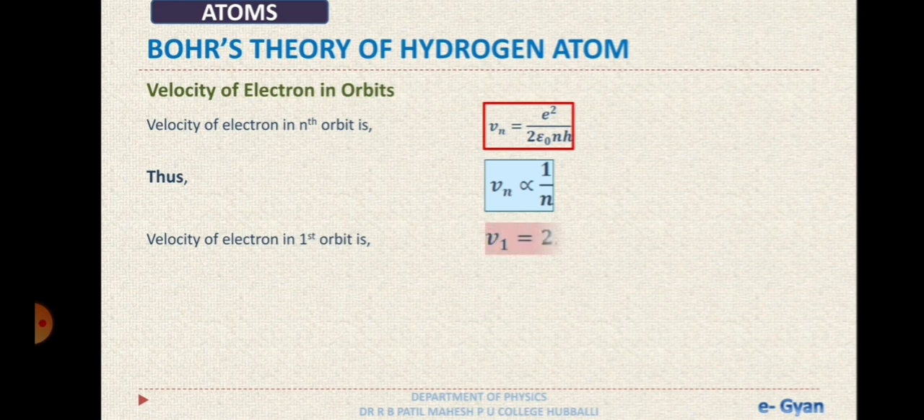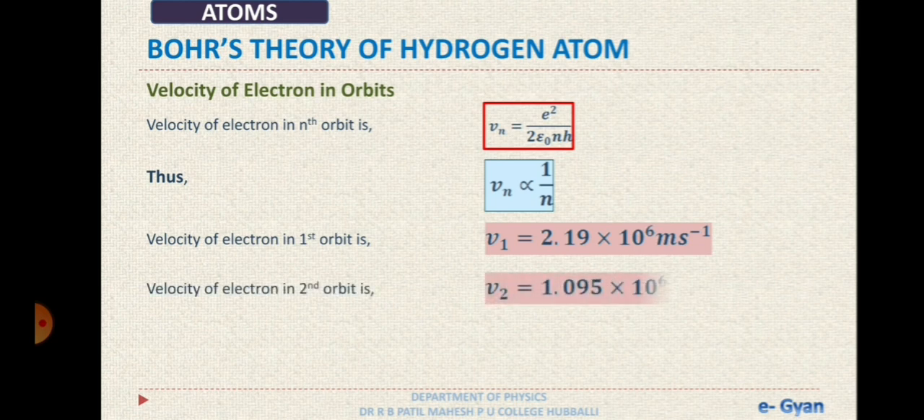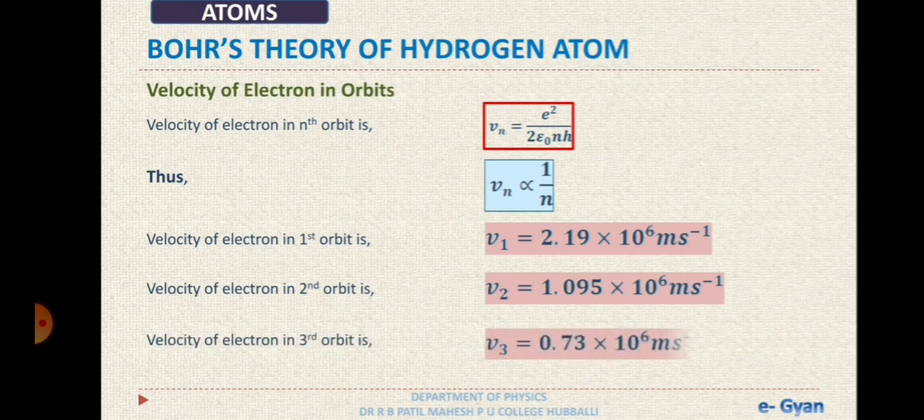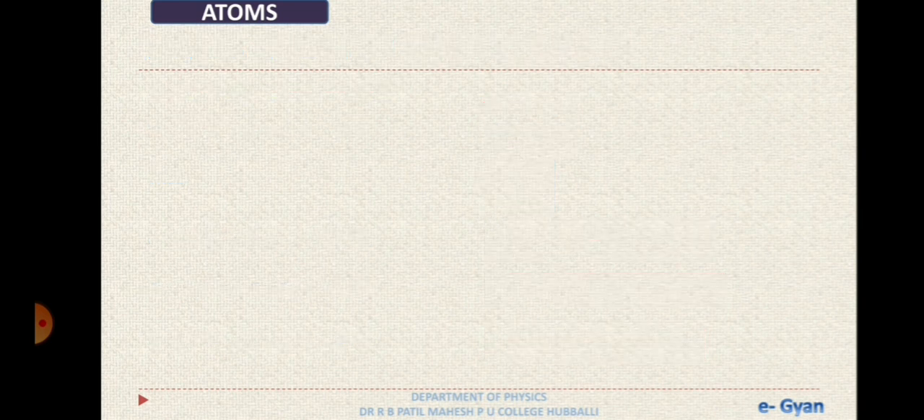The velocity of an electron in the first orbit can be written as 2.19 into 10 to the power of 6 meter per second. In the second orbit it can be written as 1.095 into 10 to the power of 6. And in the third orbit it is 0.73 into 10 to the power of 6 meter per second. Now try to understand, as we choose an orbit which is away from the nucleus, as we move outwards, the velocity of the electron decreases. The speed of the electron in that stationary orbit decreases.